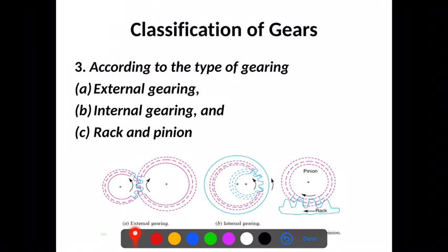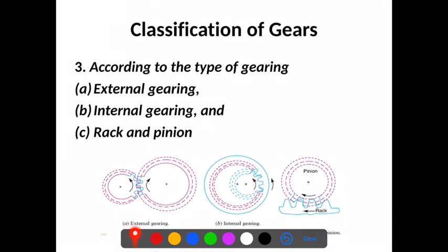While in external gearing, the larger one is called a spur gear, while the smaller one is called a pinion. In external gearing, the rotation of the two gears will be in the opposite direction. That is, if one is rotating clockwise, the other will rotate anti-clockwise. But in internal gearing, both the gears will rotate in the same direction. That is, if the annular gear is rotating in the counterclockwise direction, the pinion will also rotate in the counterclockwise direction.